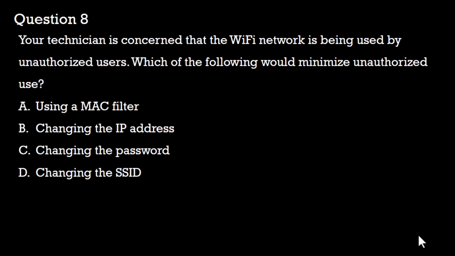MAC filtering allows you to specify which devices can connect to your wireless network based on their MAC addresses. Each network interface has a unique MAC address assigned by the manufacturer. So when you enable MAC filtering, you create a list of allowed devices that can access your Wi-Fi network. Any device that is not on this list will be denied access, and this will minimize unauthorized use of the Wi-Fi network. So we'll be going with option A.